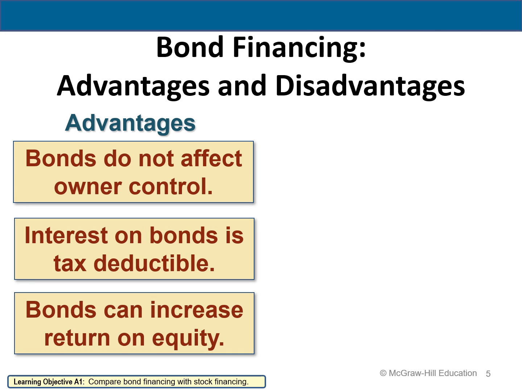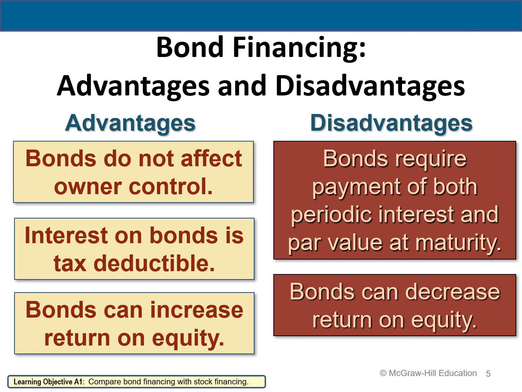So advantages and disadvantages of bonds. So bonds do not affect owner control. The interest on bonds is tax deductible, and the bonds can increase return on equity. The disadvantages are that they require both periodic interest and par value payback at maturity, and the bonds can decrease return on equity.